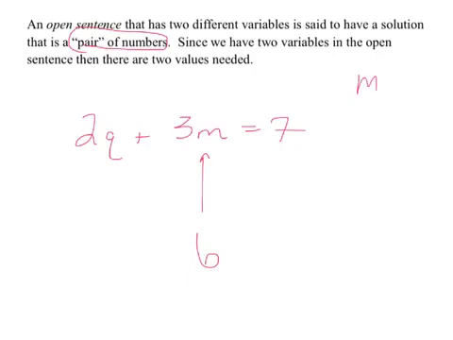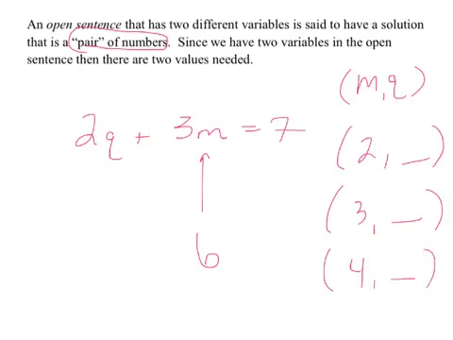So if we wrote our ordered pairs as m comma q, we could say that when m is equal to 2, we could always figure out what q is. And then when m is equal to 3, we could figure out what q is. And when m is equal to 4, we could figure out what q is. And we get a family of values here. And we'll see that those are the possible answers, and those are the pairs of numbers. Notice these are all in pairs.